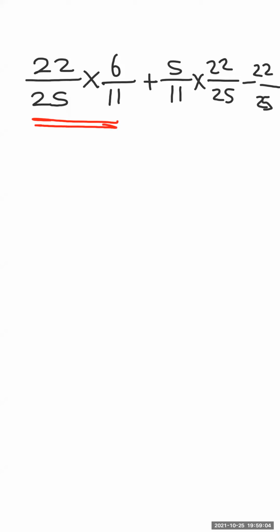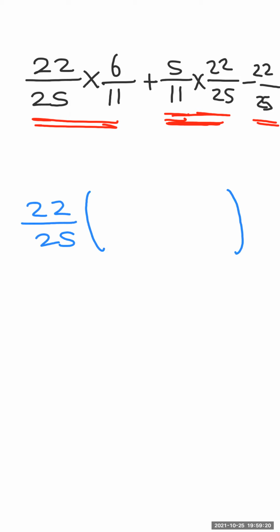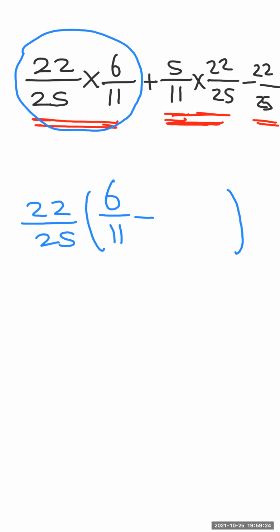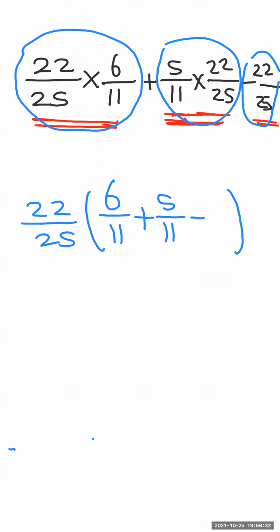1, 2, 3. For the last 22 over 25, we multiply it by 1. So here the common element will be 22 over 25. Now the brackets. What will be the remaining from the first term? 6 over 11 plus from this term 5 over 11 minus from this term 1.